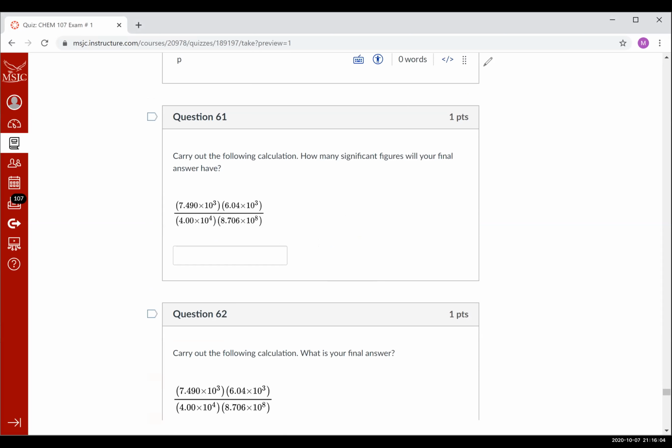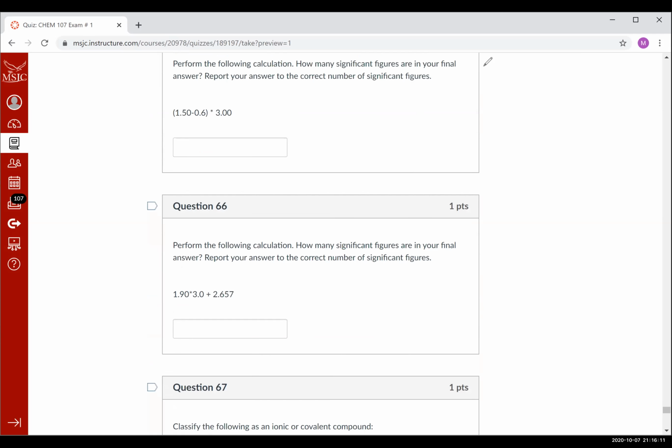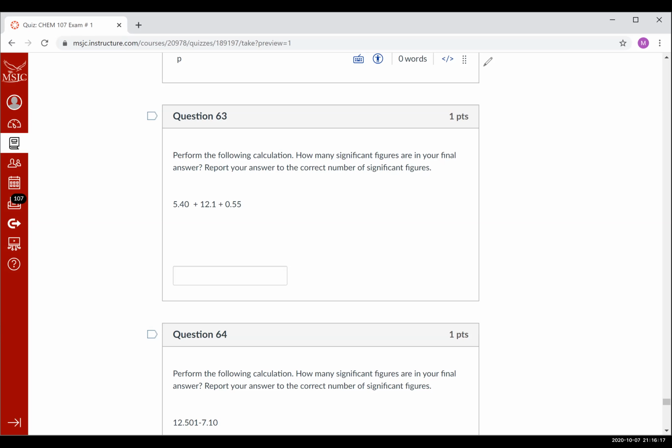So let's keep going with this example. We're almost done. For the last few sets of problems, we're looking first at an addition operation, and in addition we care about decimal places. So if we have 5.40 plus 12.1 plus 0.55, our least number of decimal places is 1 decimal place. So we get 18.05. We round to 1 decimal place, which gives us 18.1. Does that make sense?